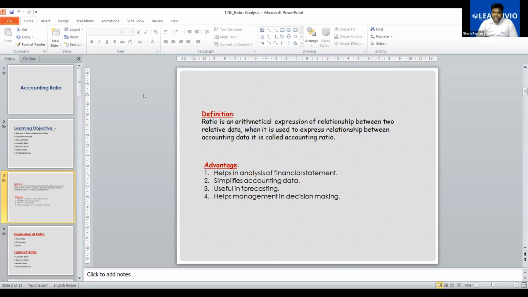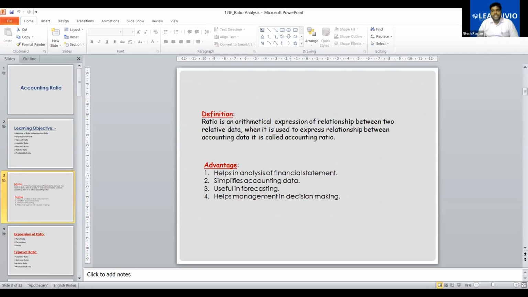So when two relative data are used to express a relationship between accounting data, it is called an accounting ratio. Now, what are the advantages of the ratio? It helps in analysis of financial statements. Yes, it is part of the tools for analysis. Now, what are we analyzing? We analyze the profitability of the company, the capacity of the company to earn profit, the ability of a company to pay its liabilities, and the performance of the company, like the activities the company is performing. All these things we analyze. So that's why it helps in analysis of financial statements.